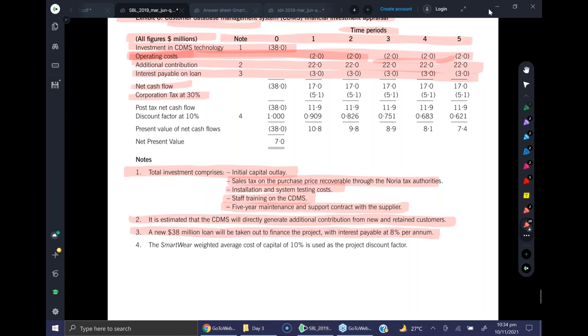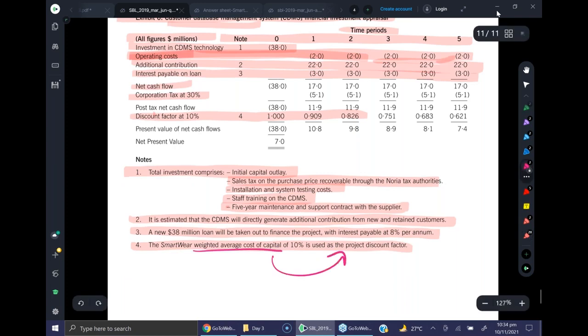Then you have discount factor, guys. What about discount factor? 10%. Note 4 is relevant. So the weighted average cost of capital of 10% is used as the project discount factor. So is it a good idea to use weighted average cost of capital as discount factor of projects? What do you guys have to say? Is WACC a good discount rate? WACC is the best discount rate a company can use. So we cannot question the discount rate in this question at all, because WACC is the best discount rate you can use, so it is fine.